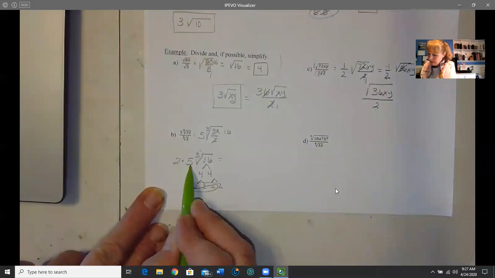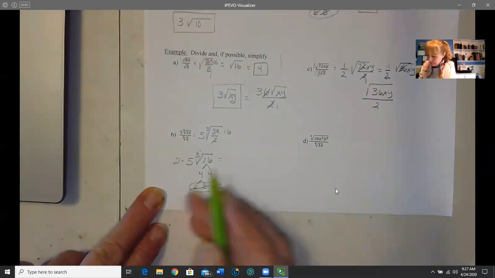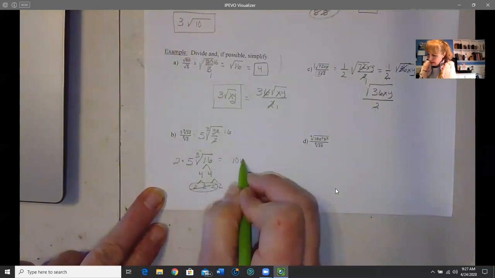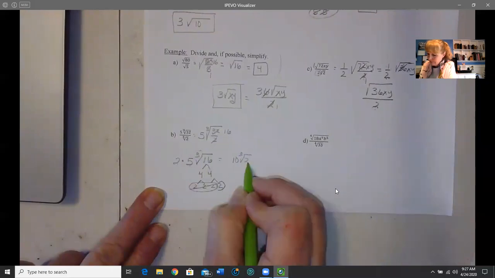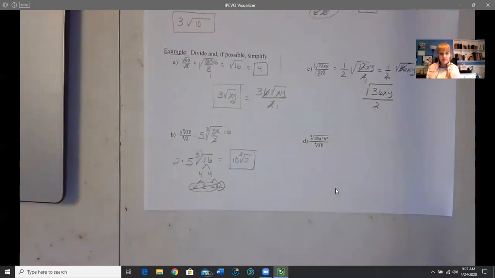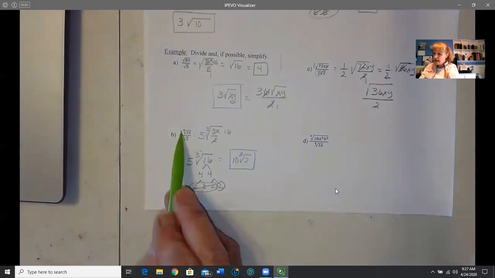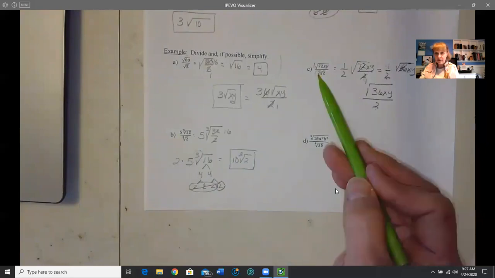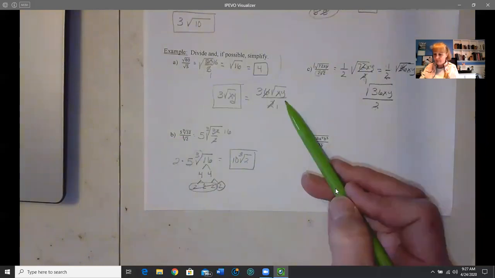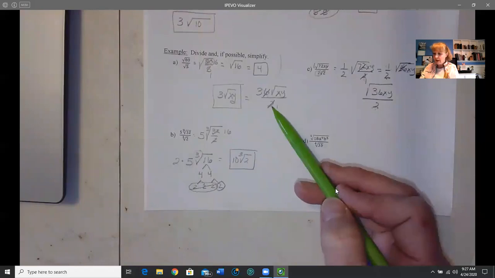So this becomes 10 cube roots, and that 2 will stay. And there's your answer. Now, the reason I multiplied this is because the 5 was in the numerator. This last one, the 2 was in the denominator, so it was more of a division type problem with whatever came out.